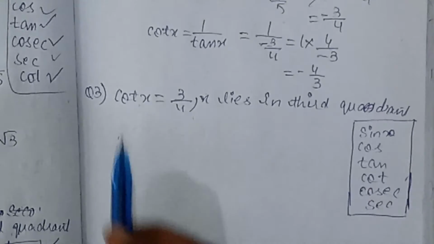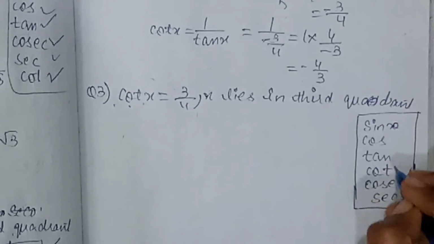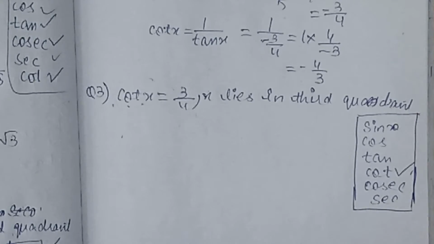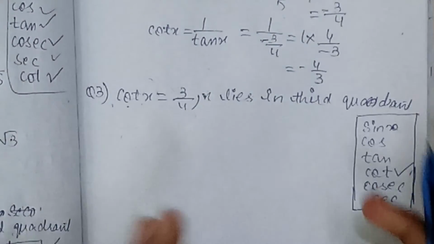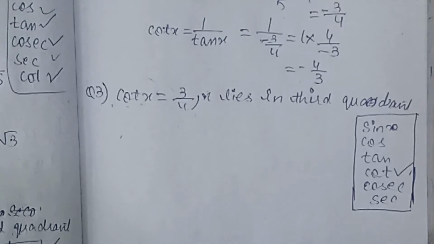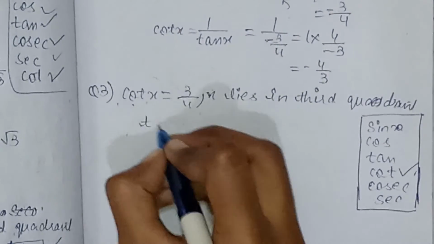Already they have given the value of cot, so just tick it. We know the value of cot. If we know the value of cot, we can automatically find the value of tan. How we can find it is the reciprocal of cot.